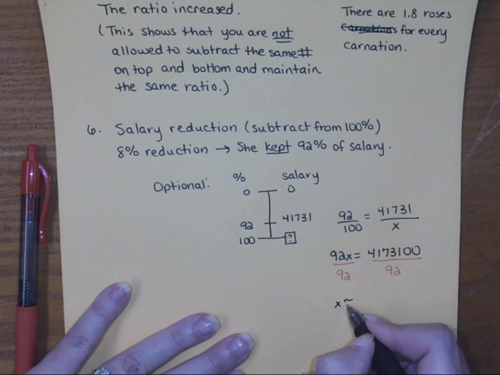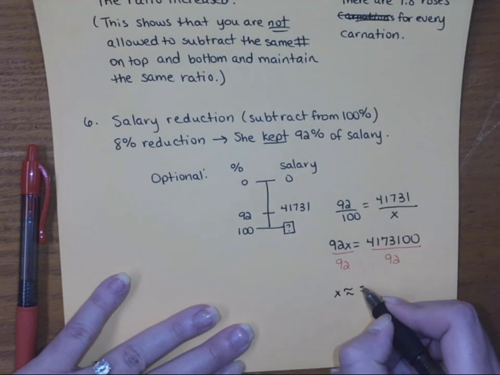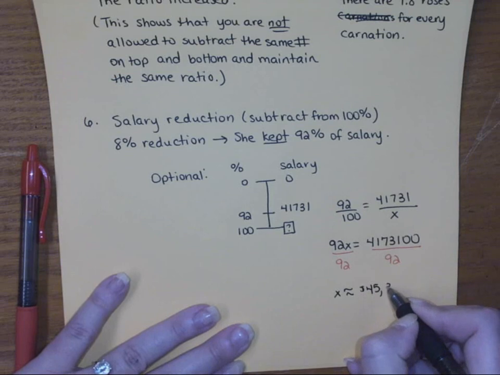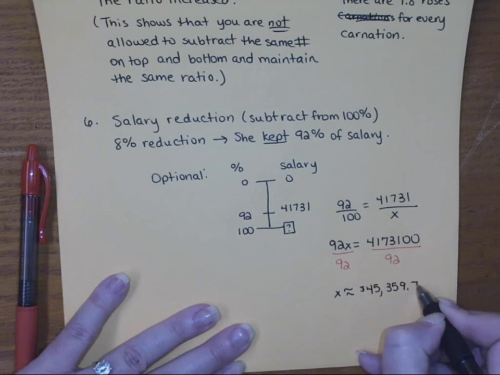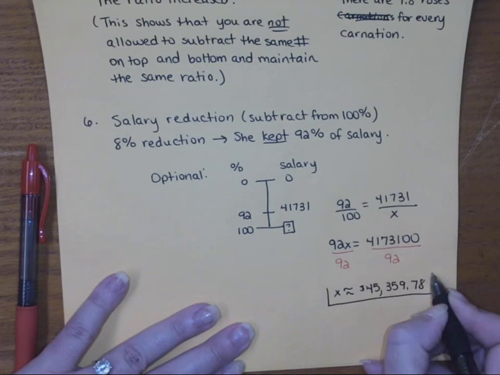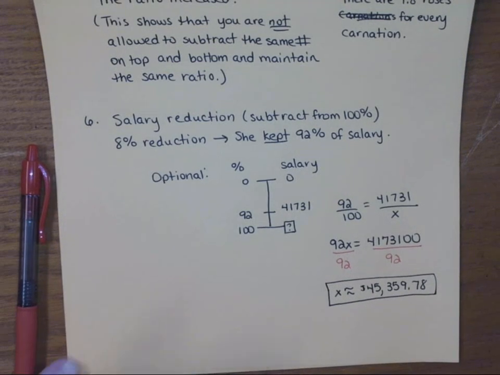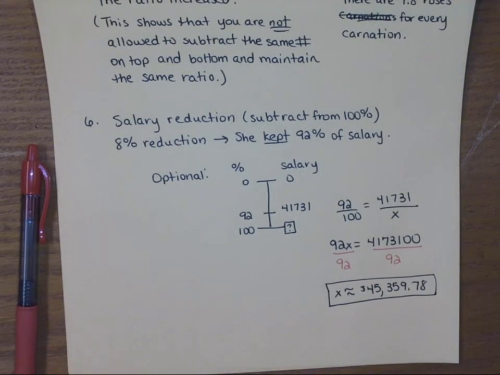So if you use your calculator for that, you're going to get about $45,359.78. If it's money, make sure that you round it to the nearest penny. We don't round it to the nearest dollar, so some people care about their pennies, right? So we want to make sure with money that we're pretty accurate. It should make sense to you that it's more, right?